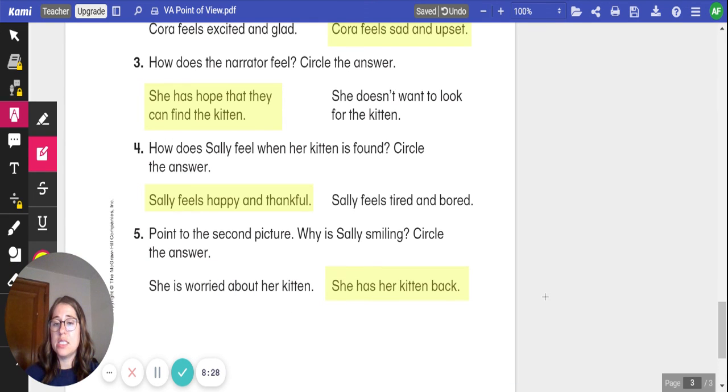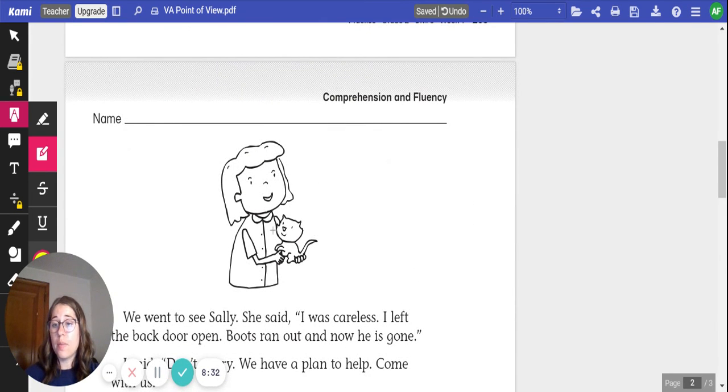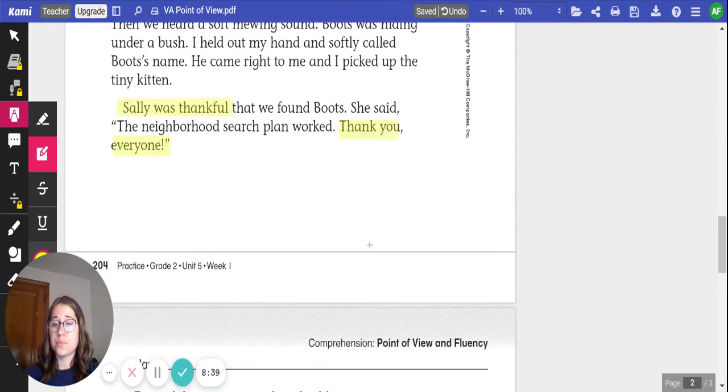It is the second one. She has her kitten back, right? We can see her point of view about the kitten is that she's really happy that the plan worked, and she's really happy to have her kitten back.